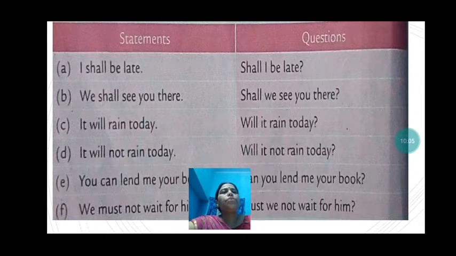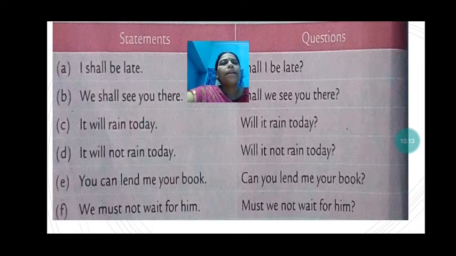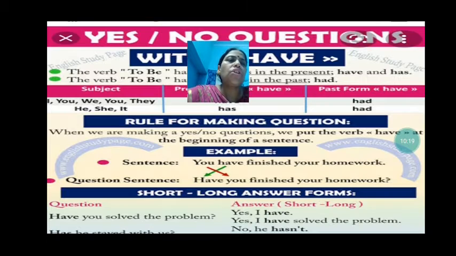We shall see you there, shall we see you there? It will rain today, will it rain today? It will not rain today, will it not rain today? You can lend me your book, can you lend me your book? We must not wait for him, must we not wait for him? Like this you can change.